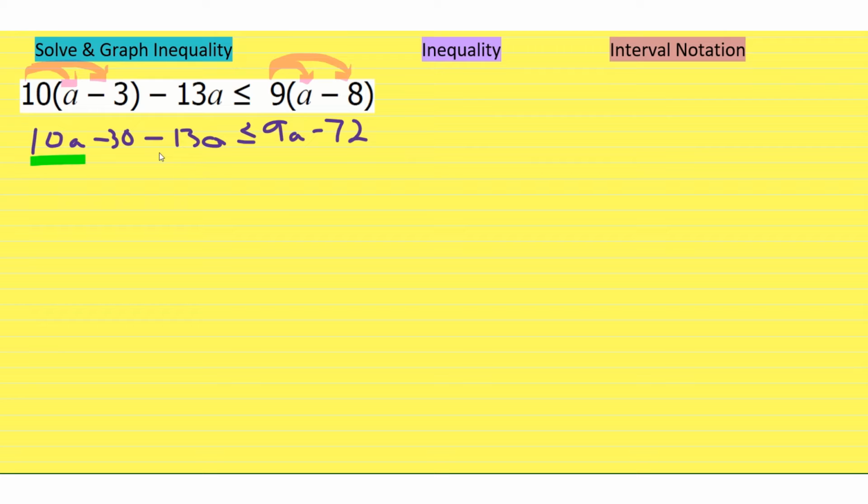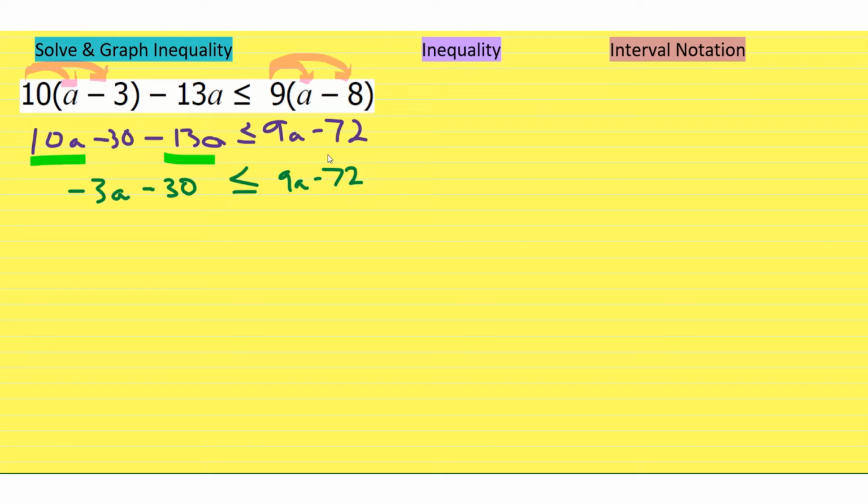I have a 10a here, and I have a negative 13a there. So I'm going to go ahead and combine those two things. 10a minus 13a is negative 3a, and then I still have that negative 30 right there, so I'm going to bring it down. And then that all is less than or equal to 9a minus 72.